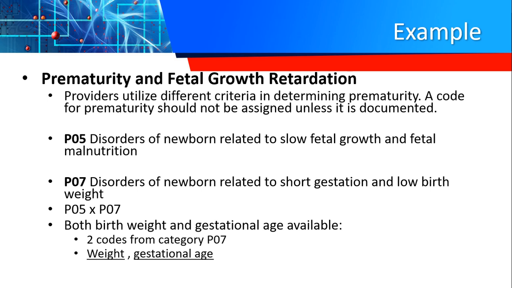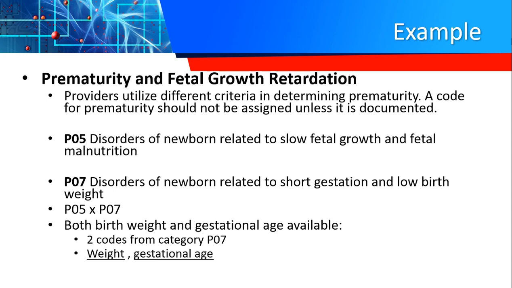Now, since we're talking about P05, we're talking about slow fetal growth due to malnutrition, while with P07 the baby is small, or there's a low birth weight because of short gestation. They can never be coded together because they are two different things. But they have in common that the baby is small or has low birth weight, smaller than the usual or normal one. For P05, it's due to malnutrition. P07 is due to prematurity or short gestation.